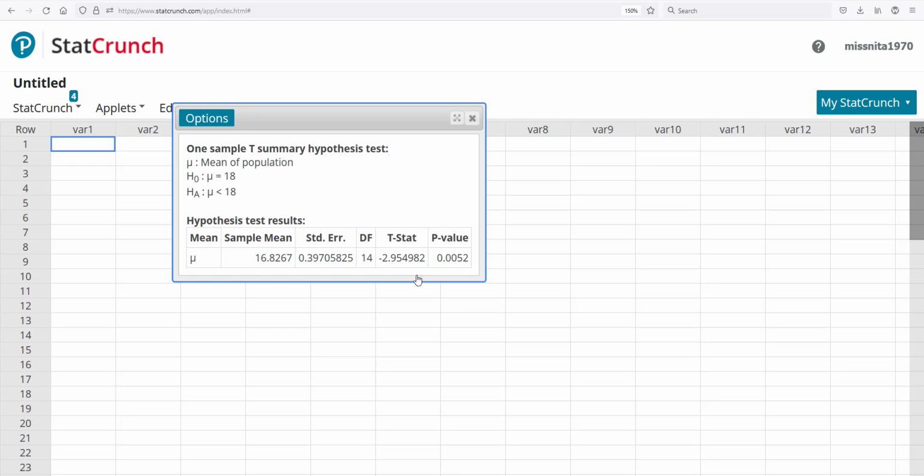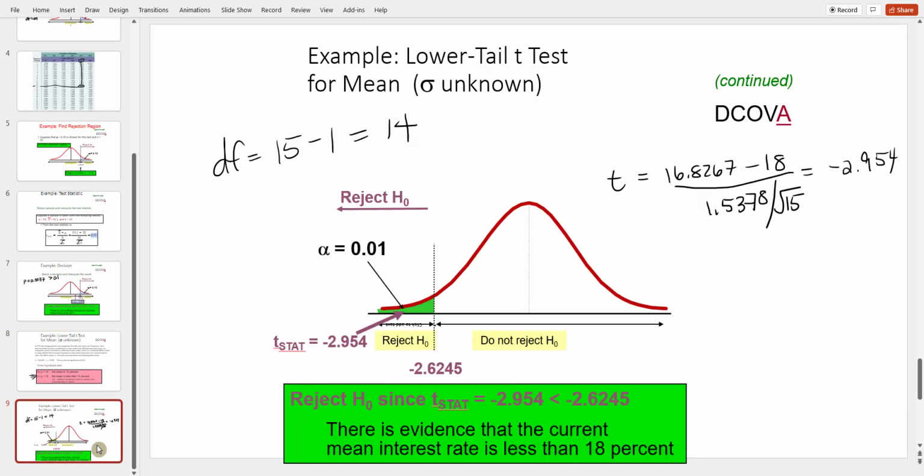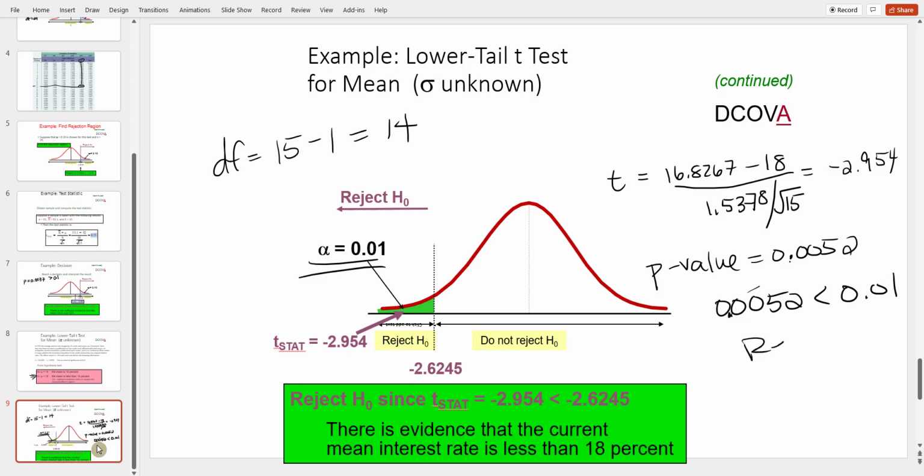But let's look at the p-value, because this is the p-value approach. The p-value is 0.0052. Okay, so if we go back here, the p-value is 0.0052, and we're testing at a level of significance of 0.01. So if the p is low, the null must go. Our p-value is less than our level of significance, so we must reject the null. If the p is low, the null must go. So you reject H naught. And that's what we concluded when we did it with the critical values and the t-values.